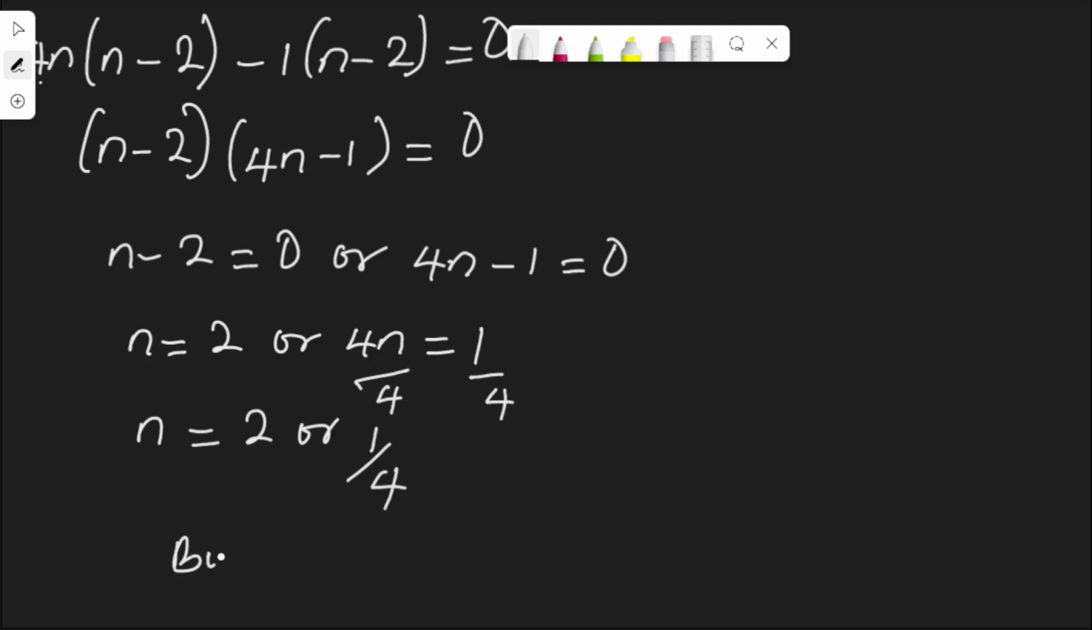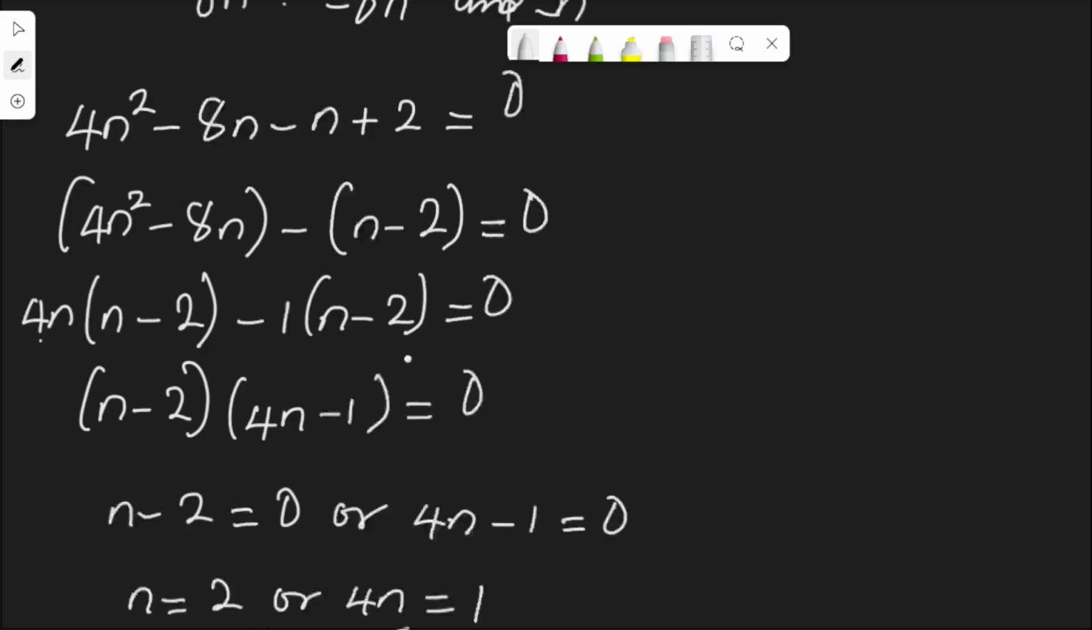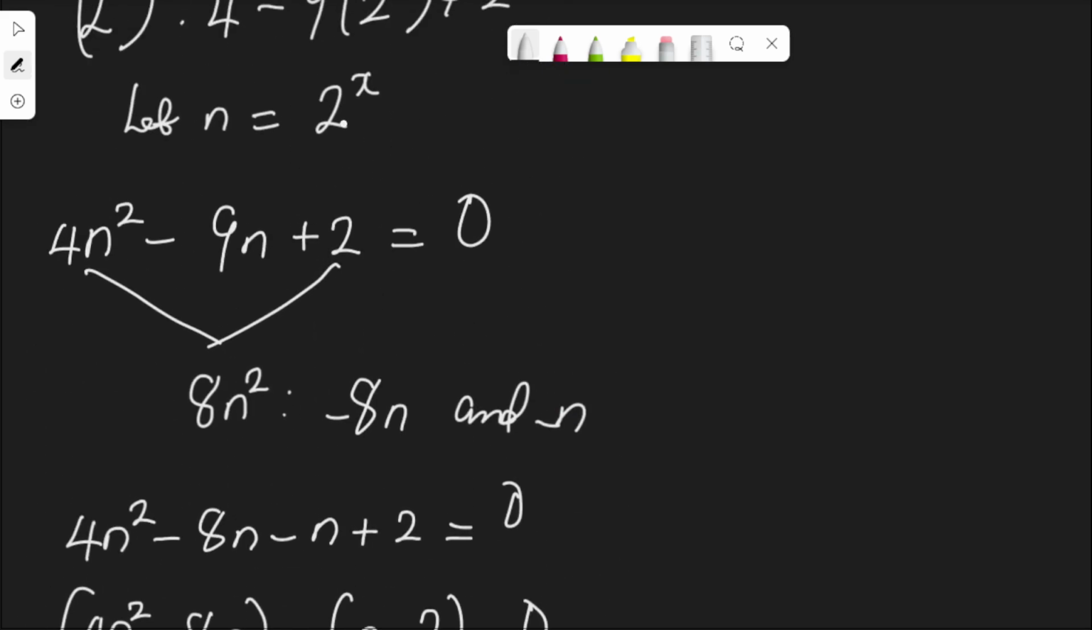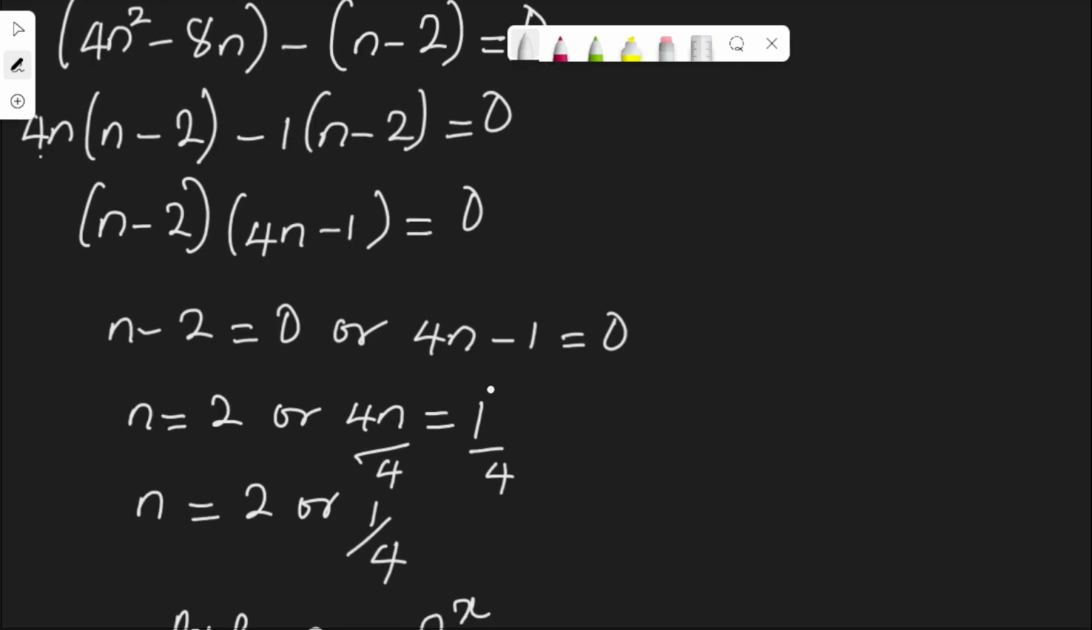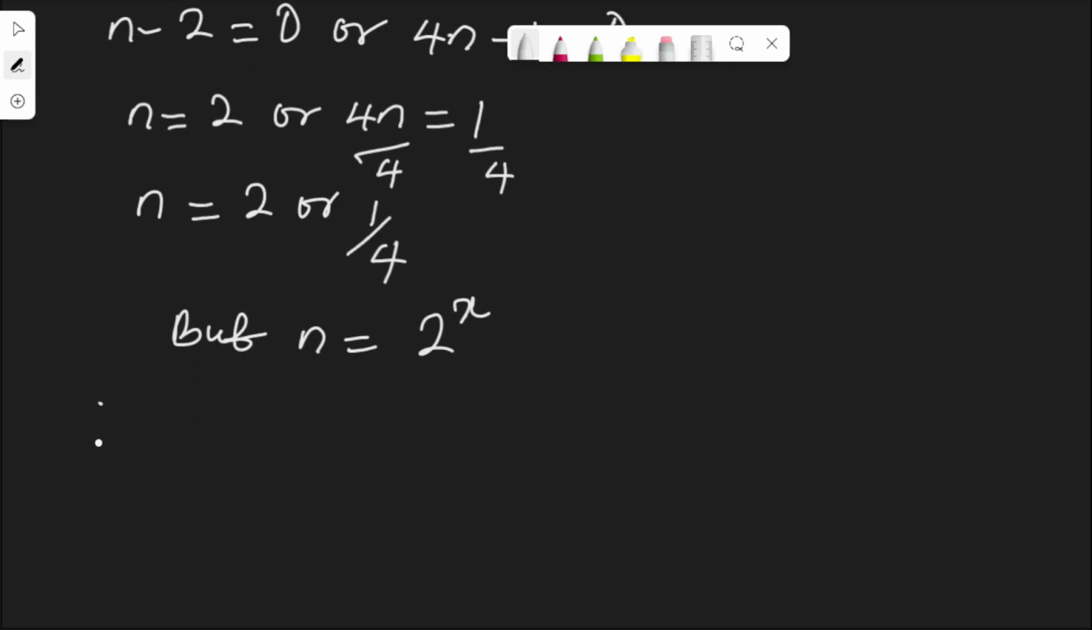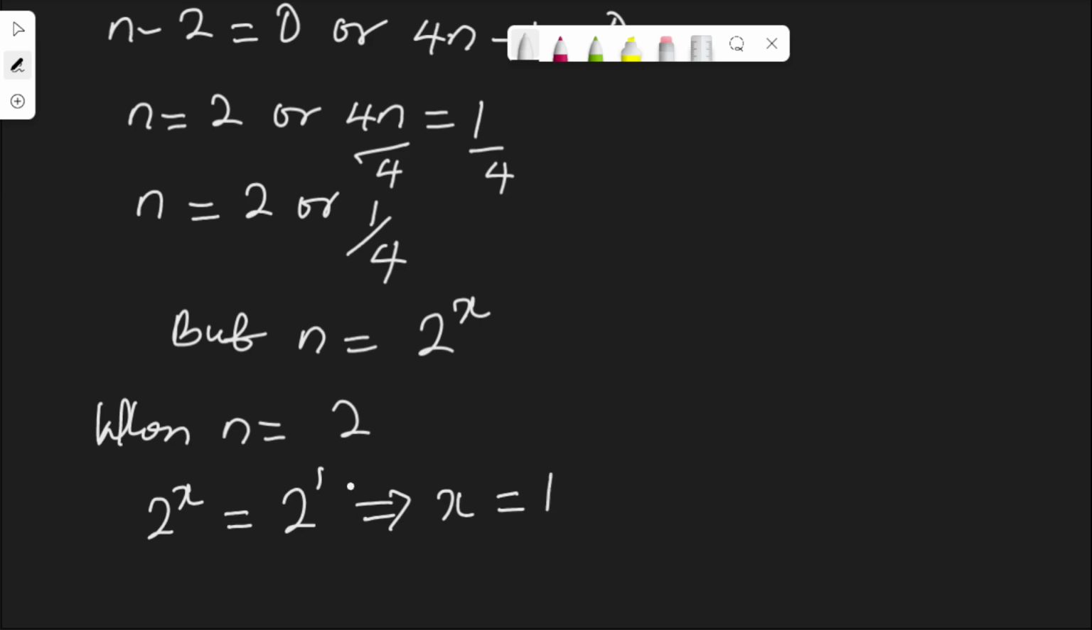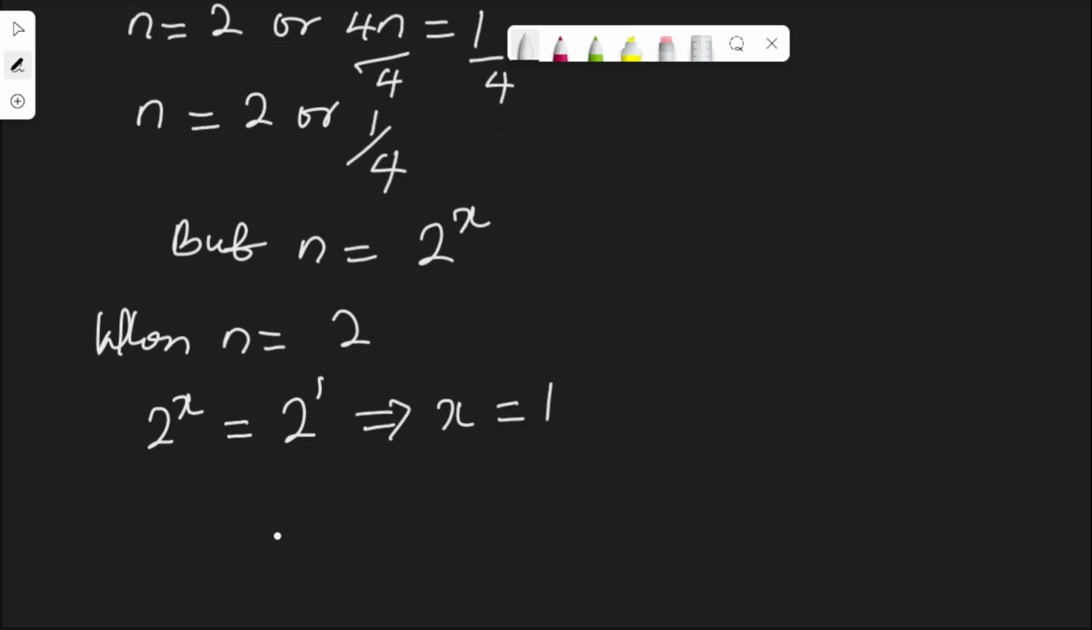But we said that n is equal to 2 to the power of x. That is right here from the beginning. Therefore, when n is equal to 2, that means 2 to the power of x is equal to 2 to the power of 1, which implies x is equal to 1. That is equating the indices.